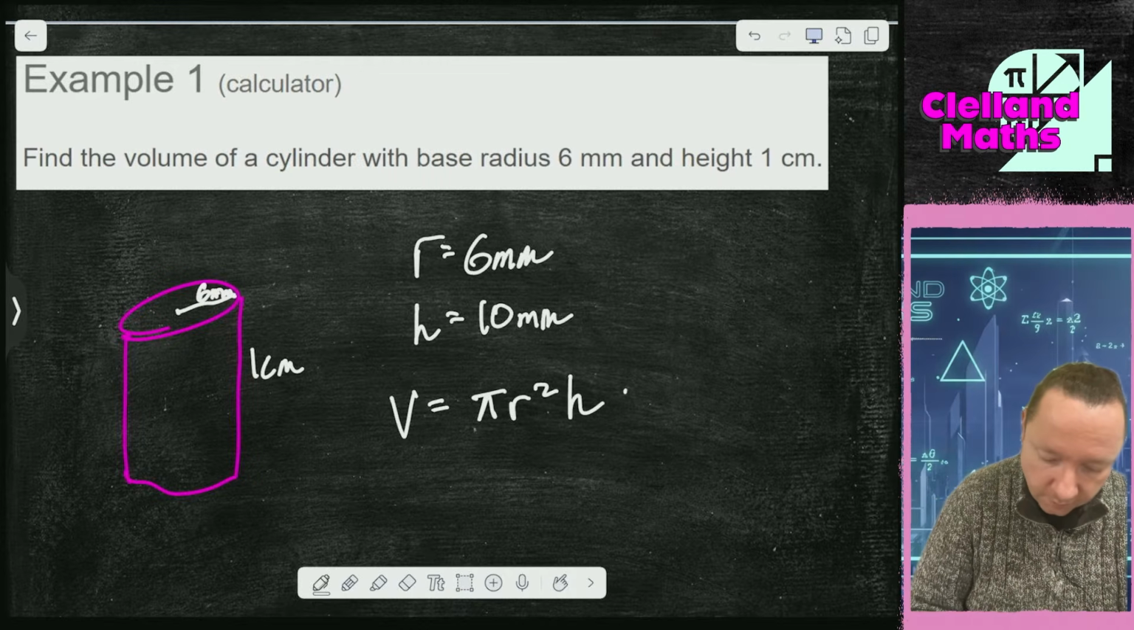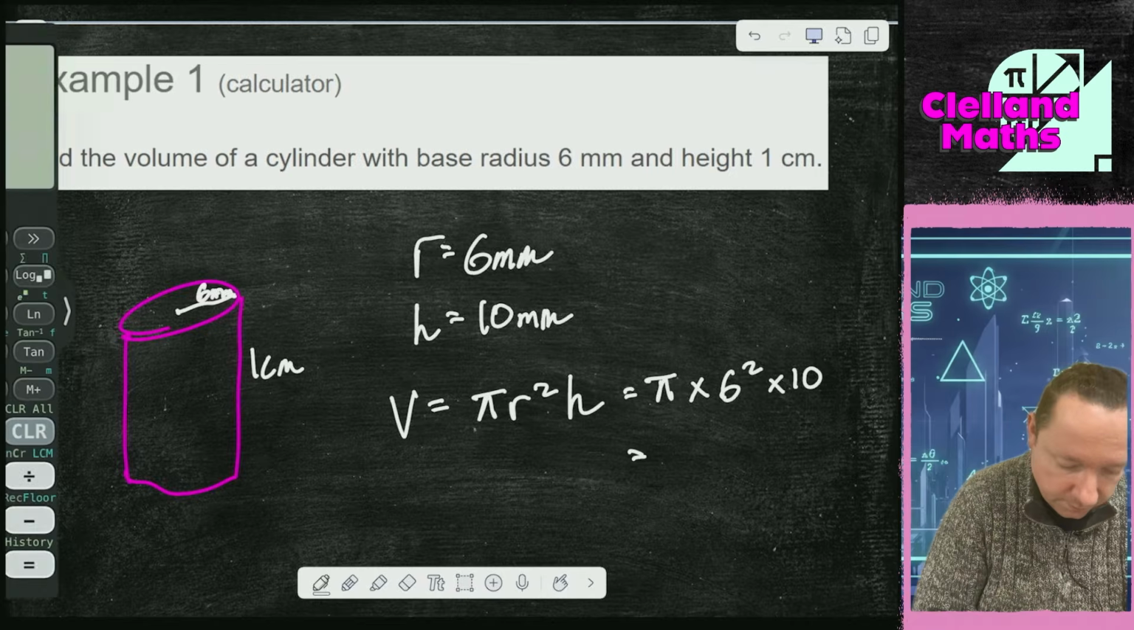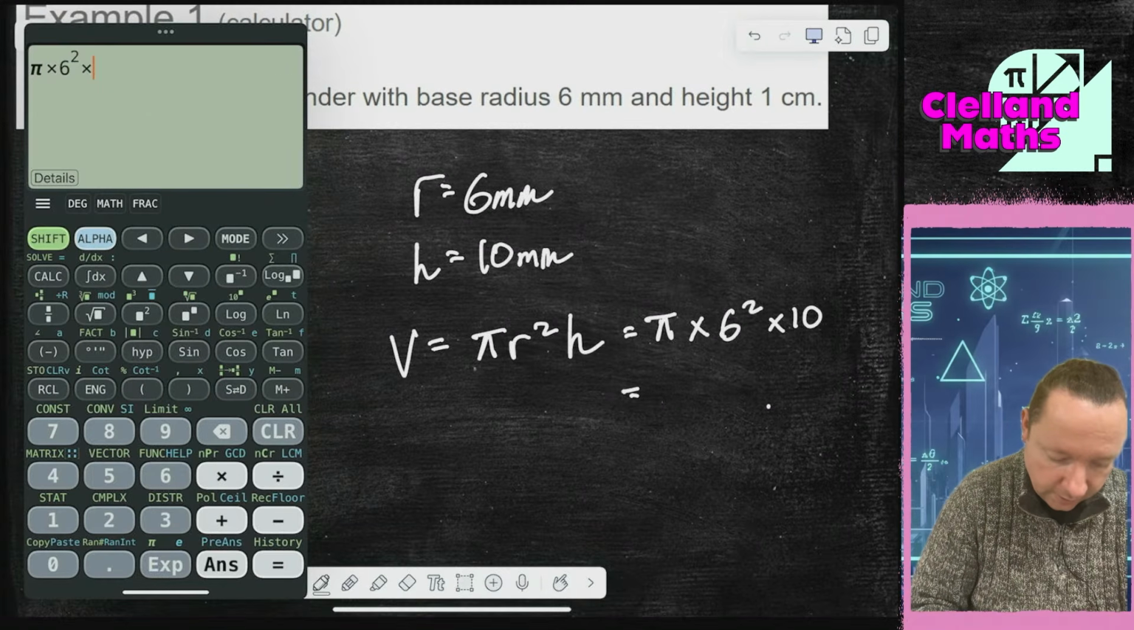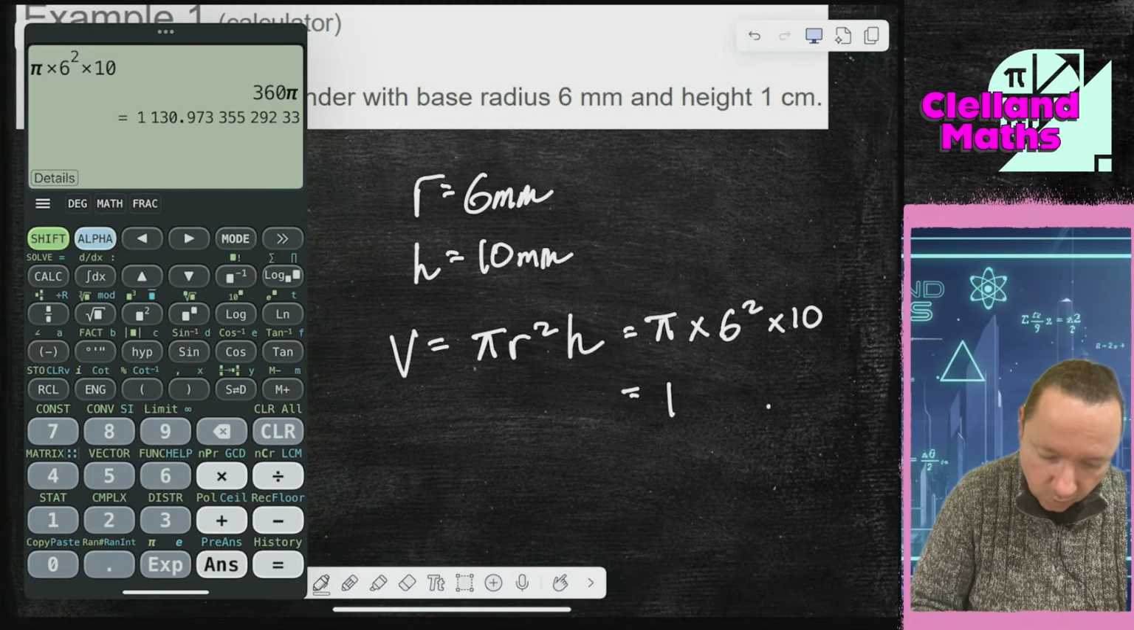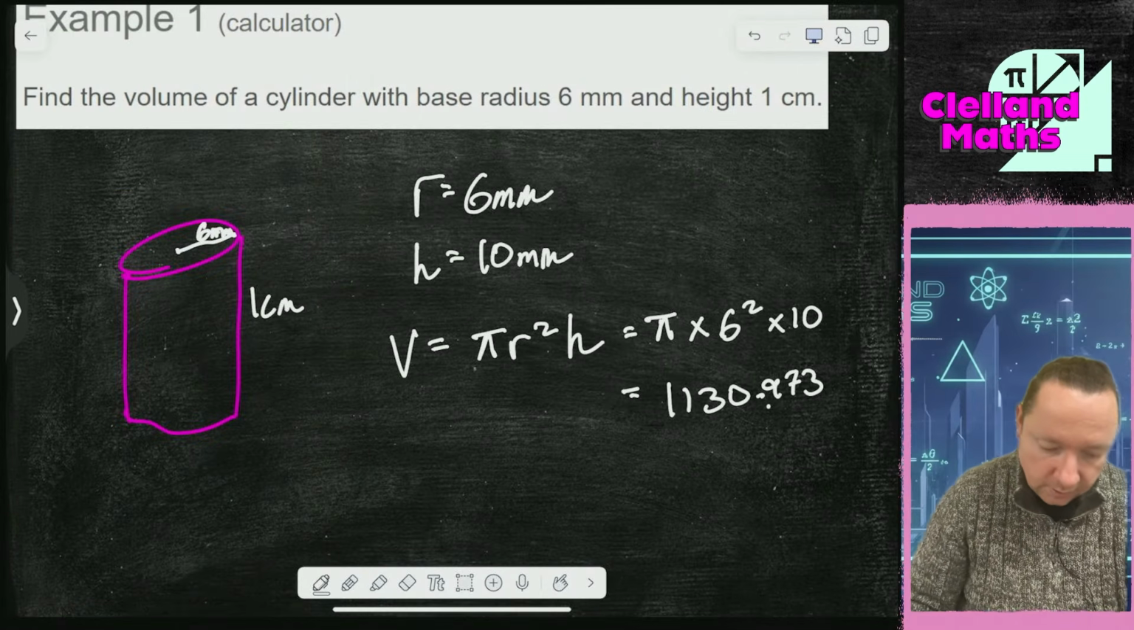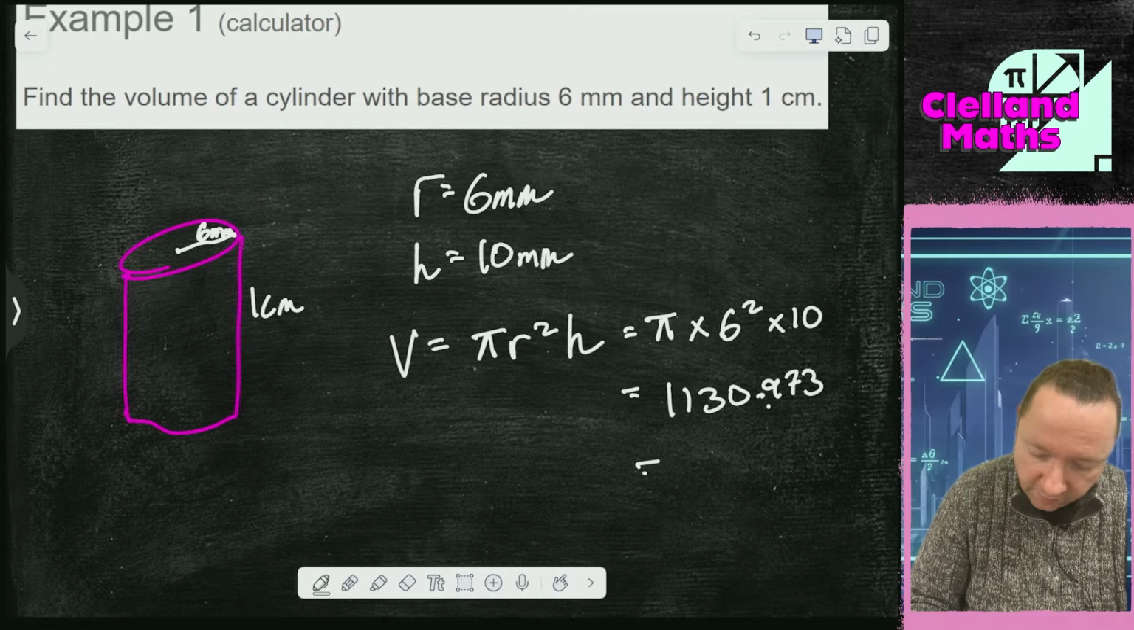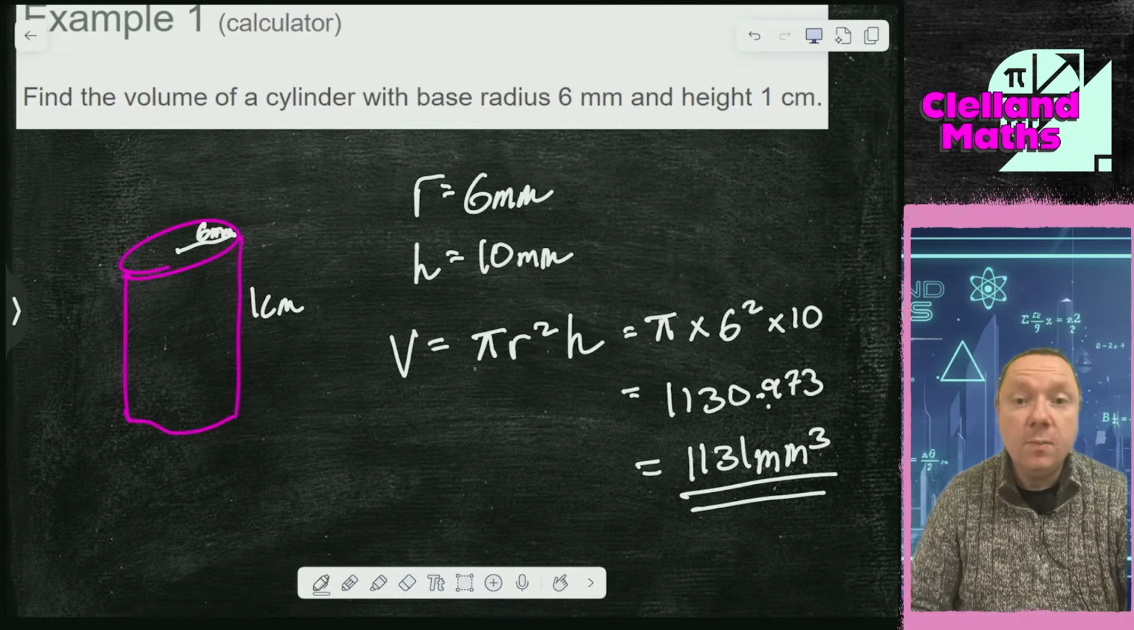So just sub in pi times 6 squared times 10. Well, that's a calculator job. Pi times 6 squared times 10 is 1130.973. It doesn't say any decimal places, but I'll just make that 1131 millimeters cubed, or 1130.97 millimeters cubed.